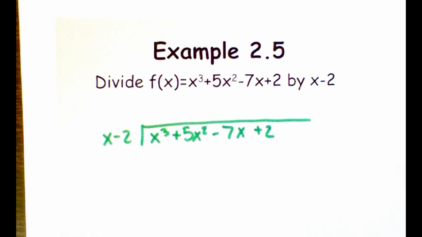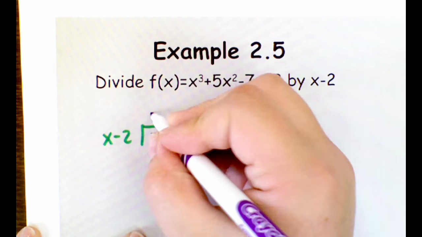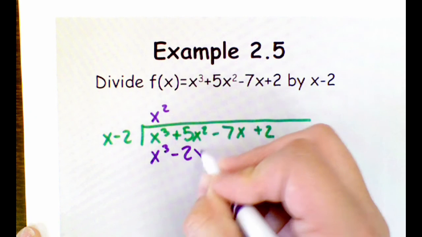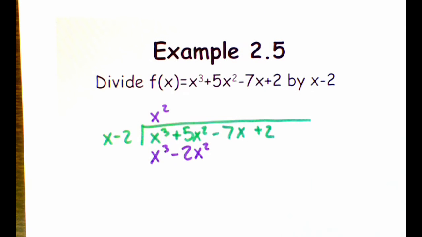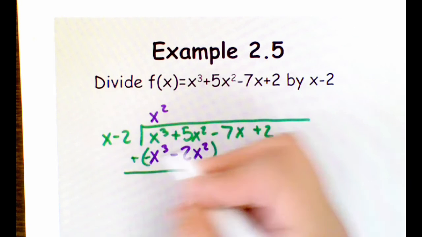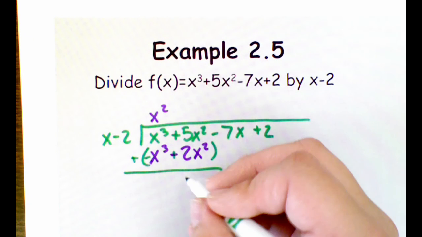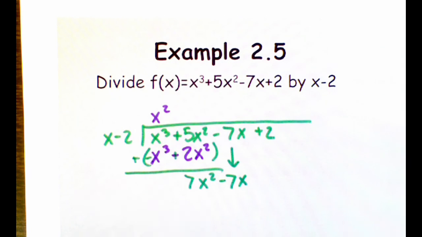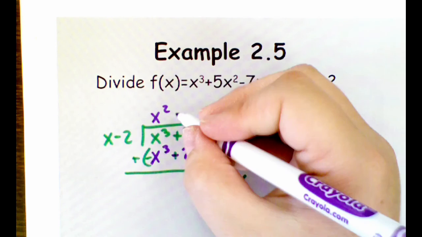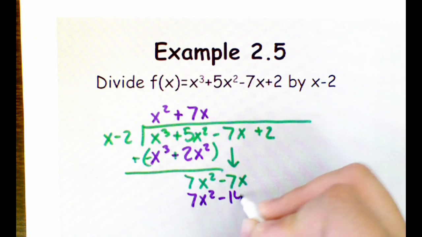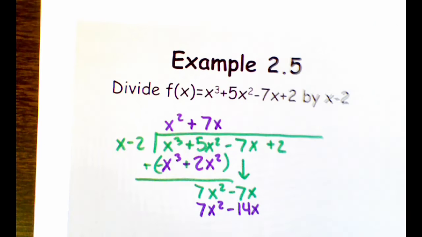All right. X times x squared makes my x cubed. Distribute that, I get x cubed minus 2x squared. Subtract. Change that to plus the opposite. I get a 0 and a 7x squared. Bring down my minus 7x. Well, x times 7x makes 7x squared minus 14x. And then I subtract.